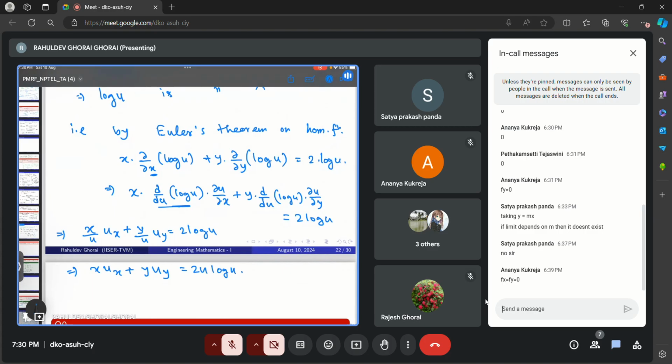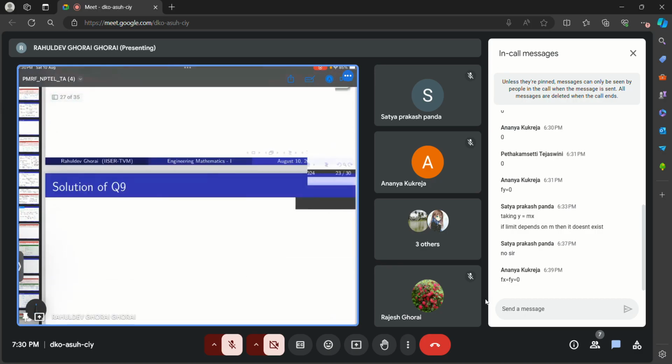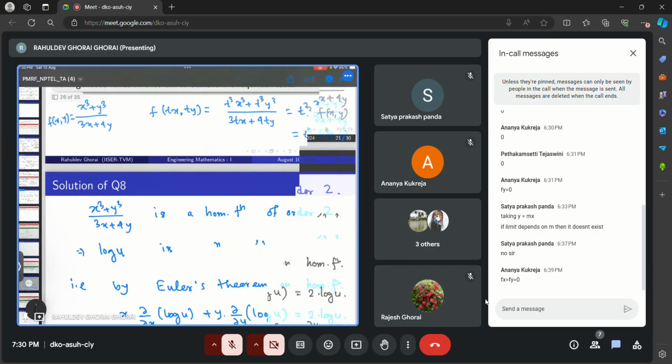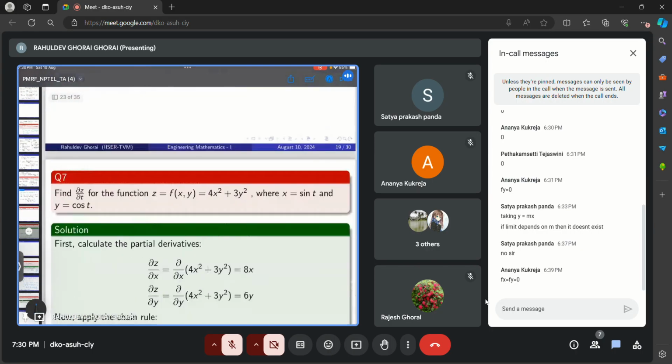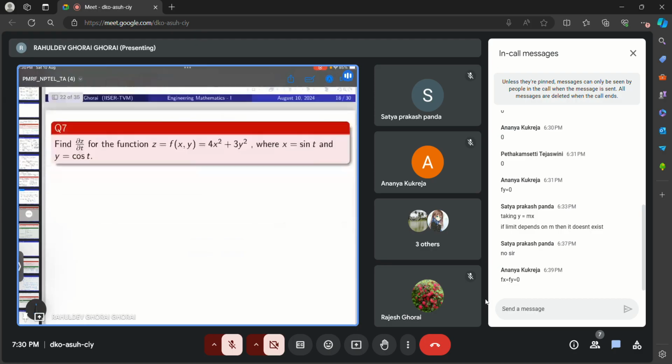Is it okay? See, using Euler's theorem, it becomes very easy, because the function was homogeneous. If it is okay, then we'll move to the next question.